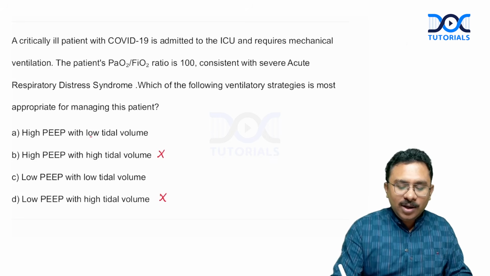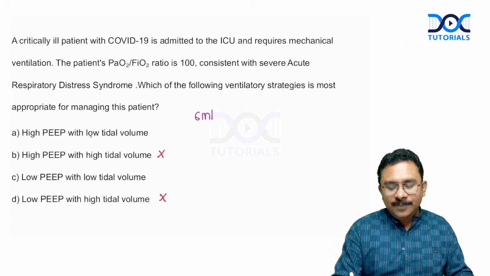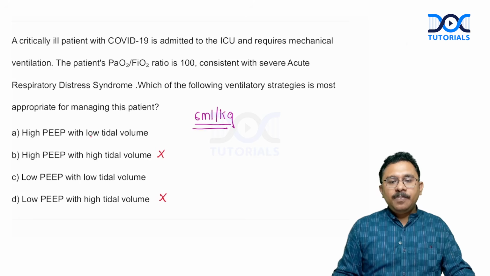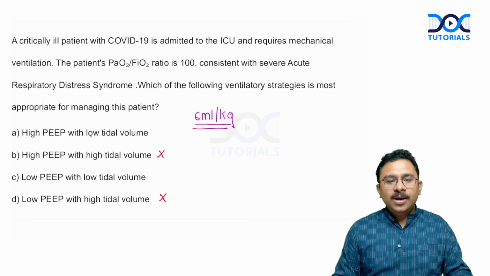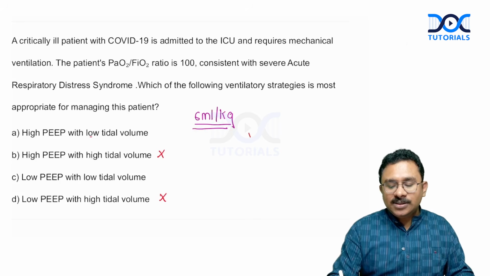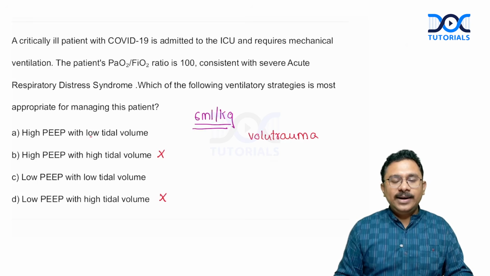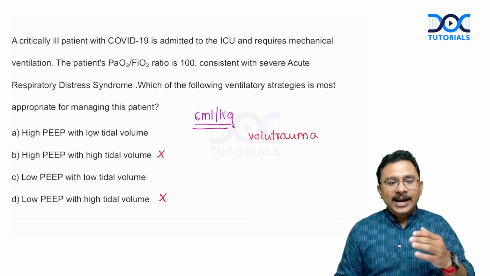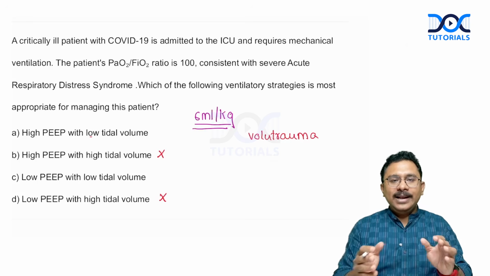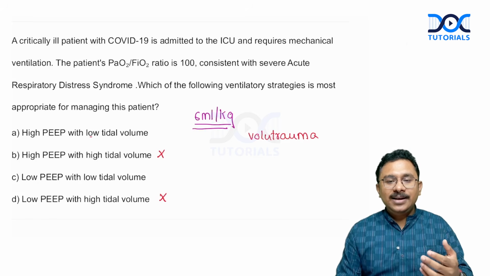So the low tidal volume ventilation means, unlike the conventional 12 ml per kg, you're going for a low tidal volume, 6 ml per kg of predicted body weight. Because if you go for high tidal volume in ARDS, there is always a chance of volume trauma, which is why I'm going for a low tidal volume ventilation. Now, should I go for high PEEP or low PEEP? At the end of expiration, you have to have a positive pressure or it can result in atelectasis.